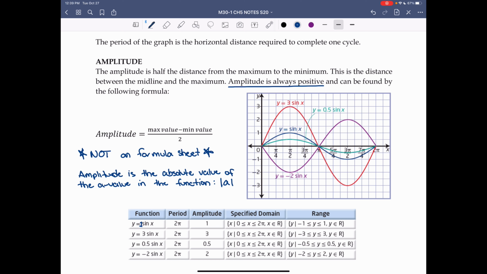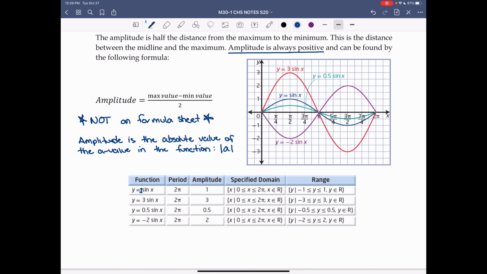Next one, y equals 0.5 sine x. Period is still 2 pi. Amplitude is now 0.5. Our domain is the same. Our range is now from -0.5 to 0.5. And then y equals -2 sine x. Period is 2 pi. The amplitude is 2. The absolute value of -2 equals 2. Our domain is the same. And our range is now from -2 to 2.